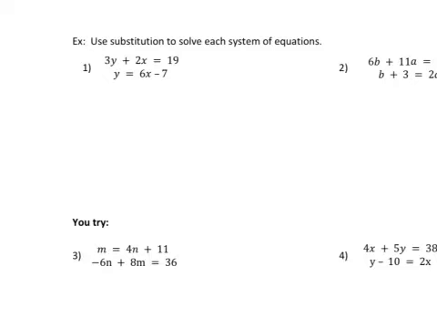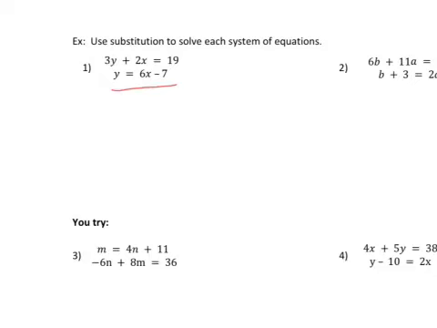In the movie clip you watched, Indiana Jones tried to substitute a bag of sand for a golden statue. What he was trying to do is replace that golden statue with something of equal weight. So for us, we want to make sure that when we make substitutions, we're substituting things of equal value. So when you look at this bottom equation in our first one, it tells us that y is equal to 6x minus 7.